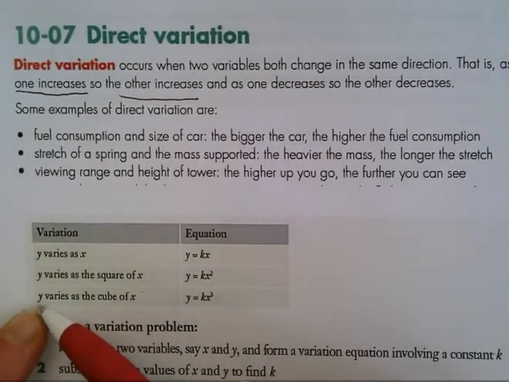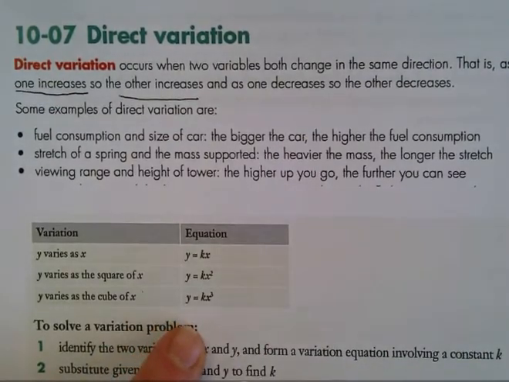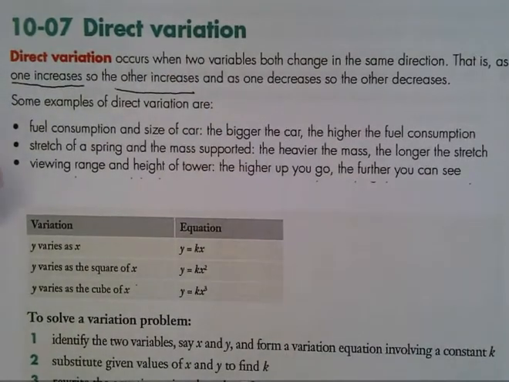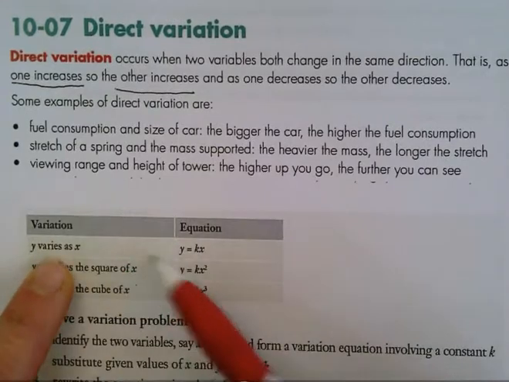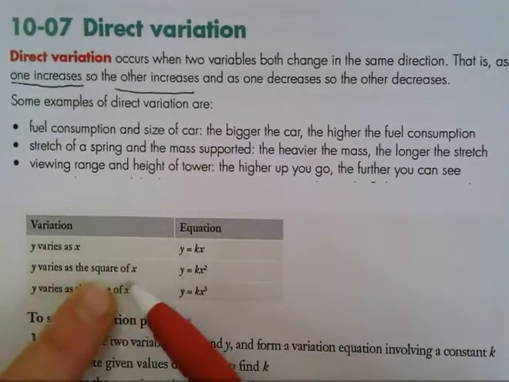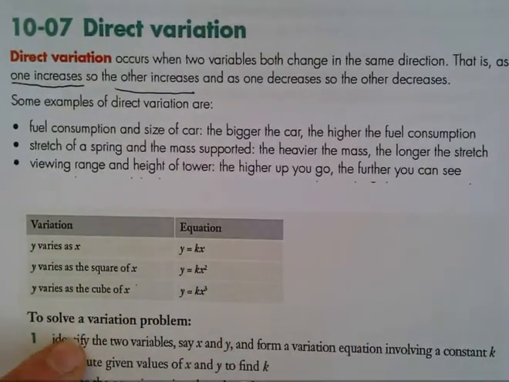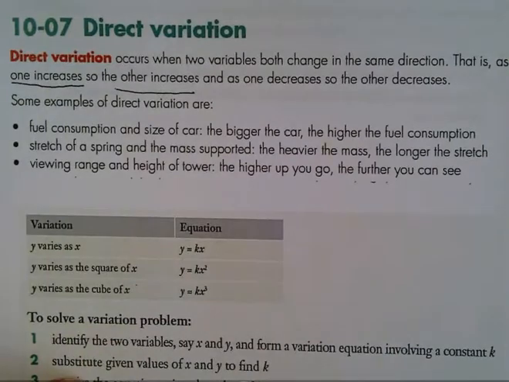You could also have y varies as the cube of x. In other words, instead of writing y equals kx, we write y equals kx cubed. Direct variation, as one quantity increases, the other increases, okay? So linear variation, y varies as x, y equals kx. Y varies as the square of x, y equals kx squared. That's always our first step. Y varies as the cube of x, y equals kx cubed.